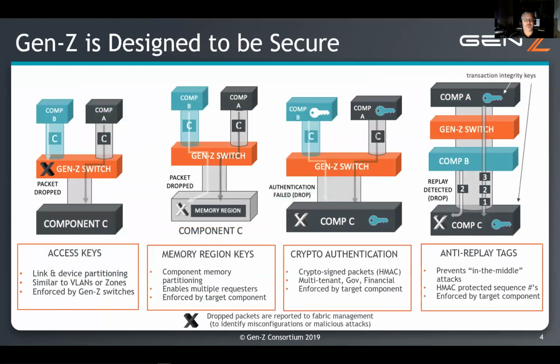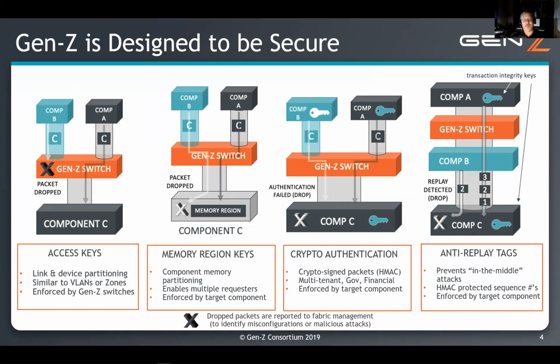In addition, it comes with security. And being a modern fabric, it has security built in. We know that in front of mind for most people is, how do I make sure I'm in a secure environment? So Gen Z does a couple things. It brings keys to the equation. The first one is an access key. If you don't have access to a particular pool of devices, let's call that memory here, then as my computer tries to access that pool, it actually gets stopped at the switch. It never even makes it to the component because the switch knows I don't have access to that pool of memory.